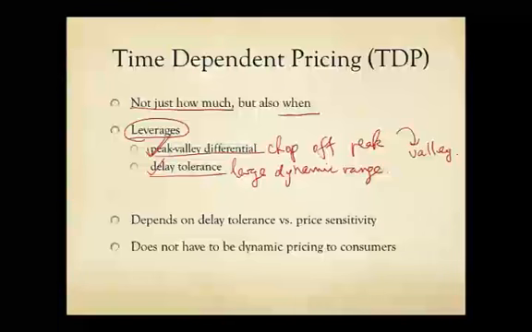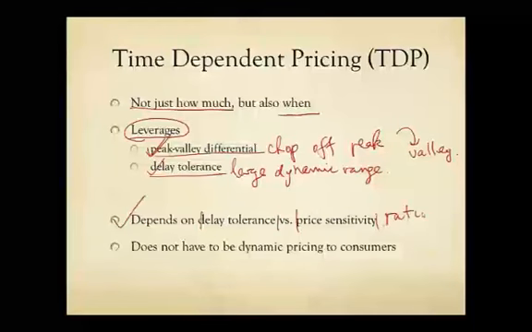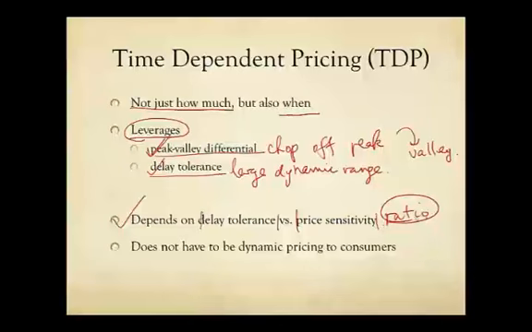Now, there is also no shortage of challenges. For example, how effective TDP can be in any context, such as mobile pricing or broadband pricing in general, depends on a ratio. The ratio is delay tolerance or delay sensitivity on the one hand and price sensitivity, or what we call demand elasticity, on the other hand. Depending on which country and what demographic you're talking about, this ratio between delay tolerance and price sensitivity plays a critical role.